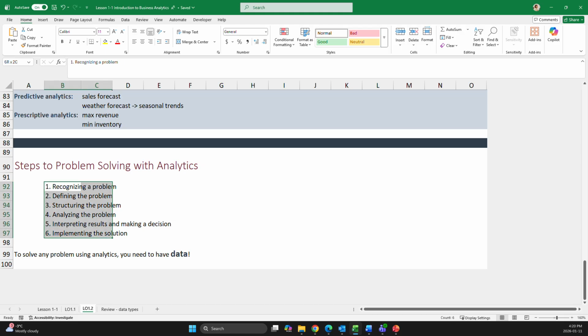In order to do any of these 6 steps, you need to have some kind of data, because business analytics is about using data to make an informed decision. So before we go any further in this course and can actually use data to try to make a decision, we have to review some key definitions related to data. So that's what we'll do in the final video for this lesson.